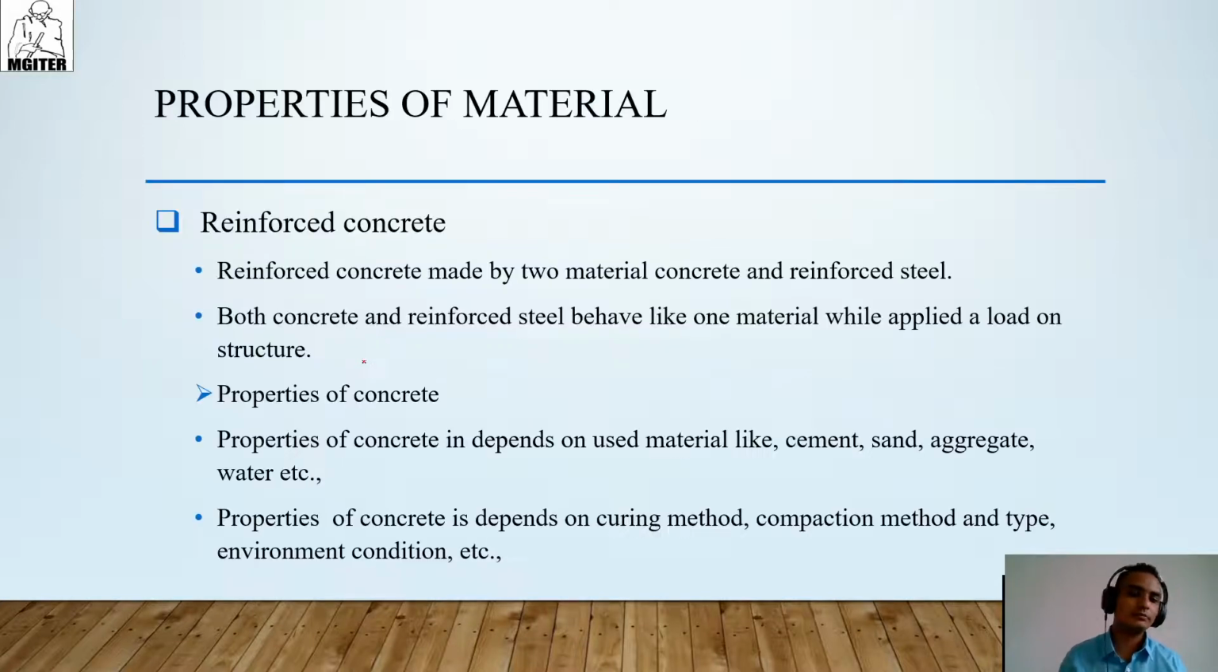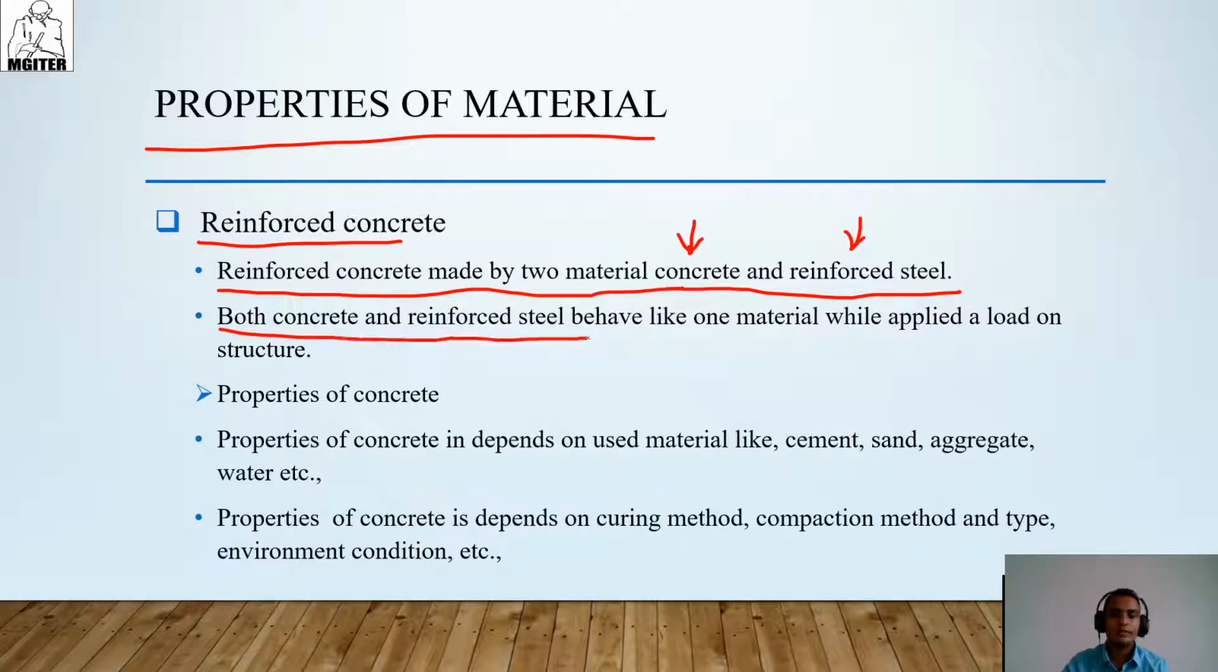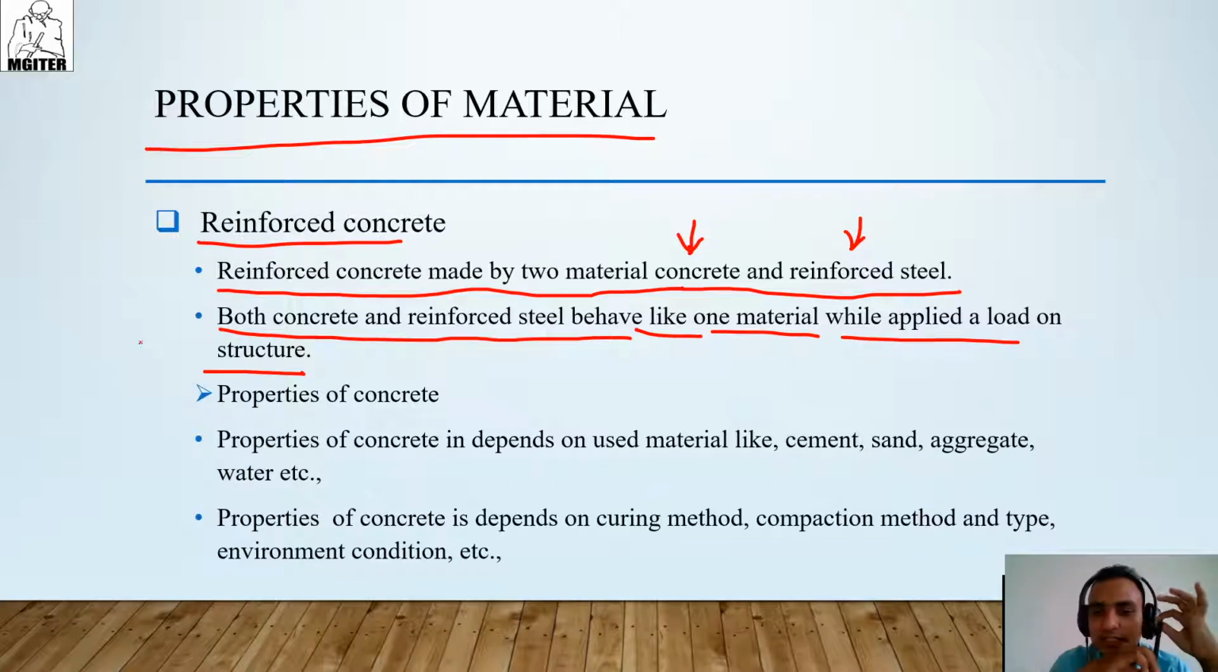Then after the introduction, the first chapter we started here is the introduction. First of all, properties of material. The first material is reinforced concrete, made by two materials, concrete and reinforced steel. Both concrete and reinforced steel behave like one material while a load is applied on a structure.